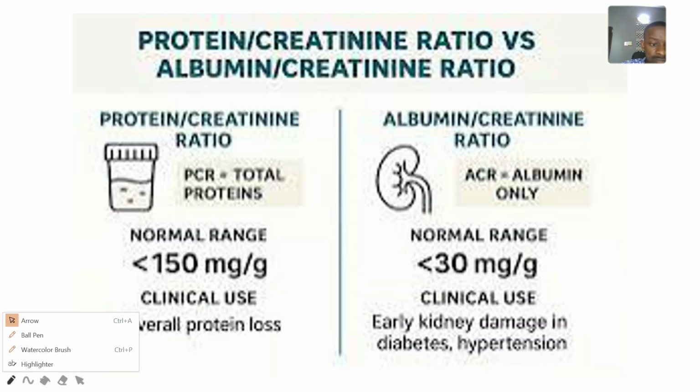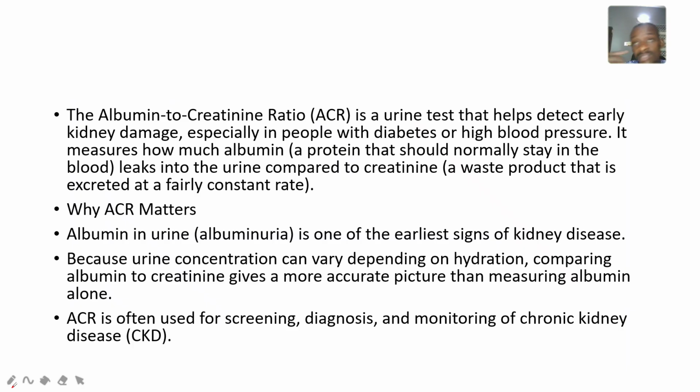So they use it anytime they want to measure anything that has to do with urine. It helps to detect when there's kidney damage. And when you measure it early on, you can help to detect the disease condition early. This is especially in people that have diabetes or high blood pressure. So it measures how much albumin, which is a protein that should normally stay back in the blood, is leaking out in urine because there's issues with the kidney. If there's no issues with the kidney, albumin should stay back in the body.